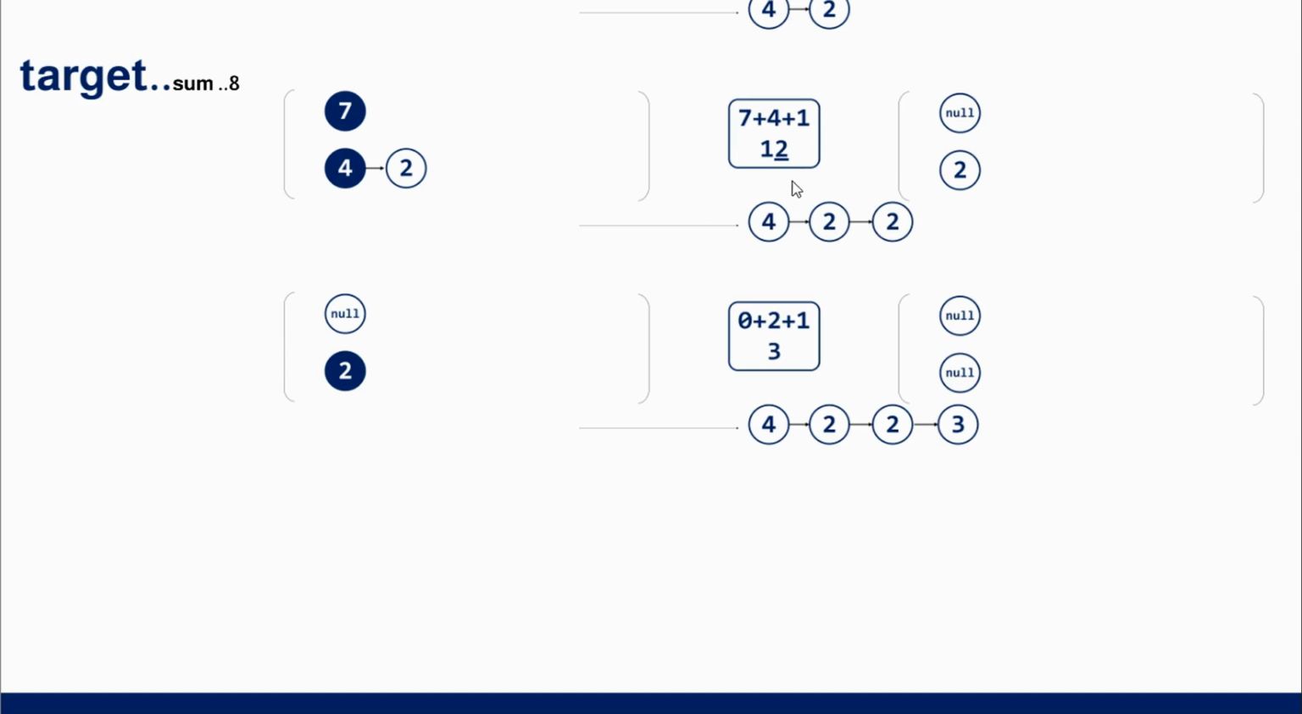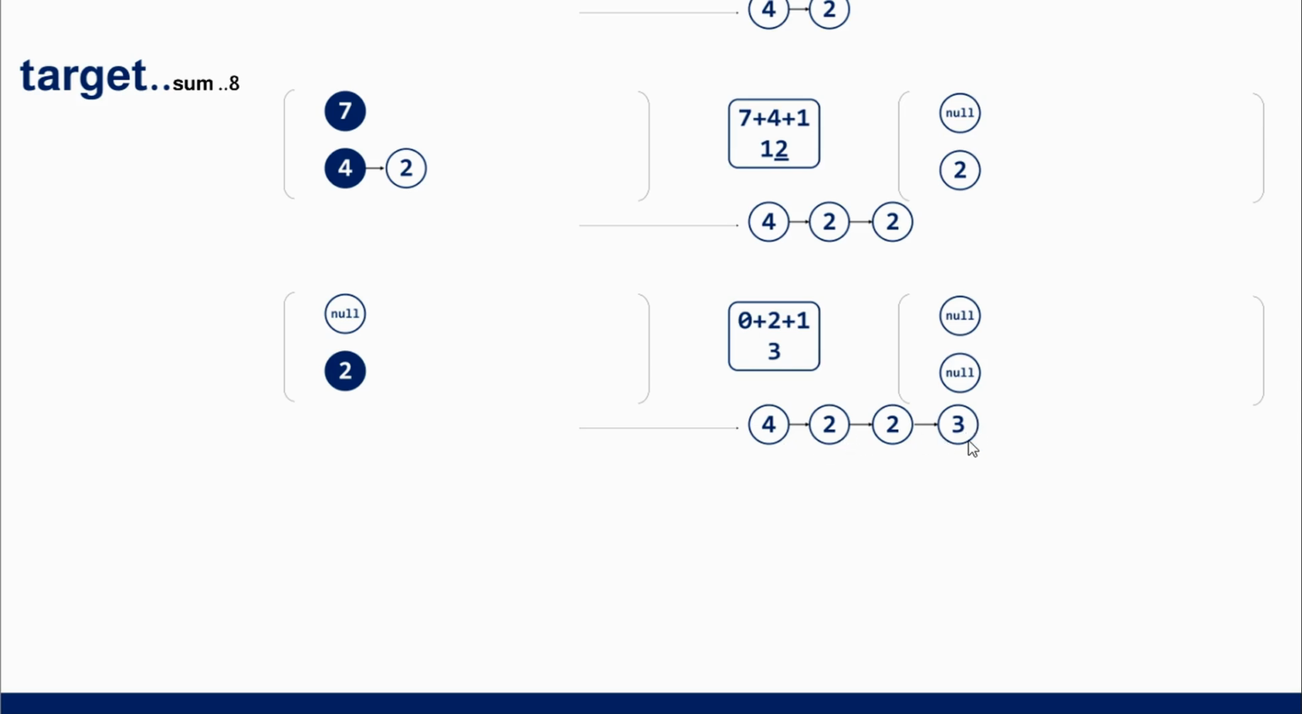Now the pointer will point to the next node. So list 1 head is pointing to null now, and list 2 head is pointing to node 2 now. For easy calculation, if a node is pointing to null, we will treat its value as 0. So add 0 and 2 and we have one carry, that is 1. So the total is 3. We can add this 3 to our resultant list. So our resultant linked list is now 4 2 2 3.